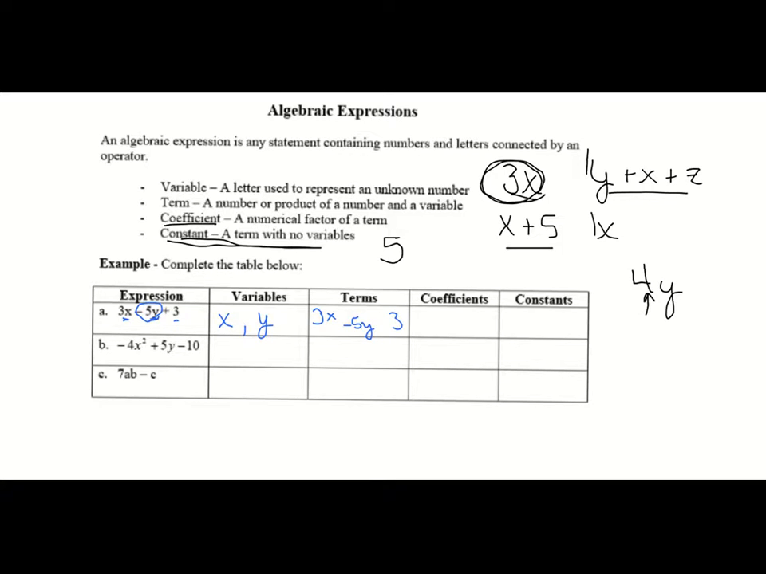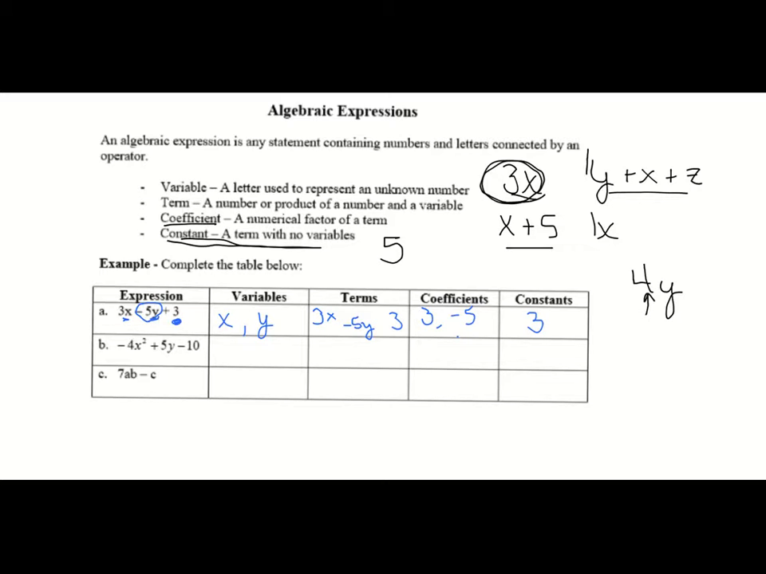Coefficients, remember they're the number part of the terms. So we have 3 for the 3x. We have negative 5 for the negative 5y. And then 3 is also a coefficient for the constant term. We already have 3 listed, so we're not going to write it again. And then on my constants, remember they're constantly alone. So it's the number without a variable. So that's a 3.